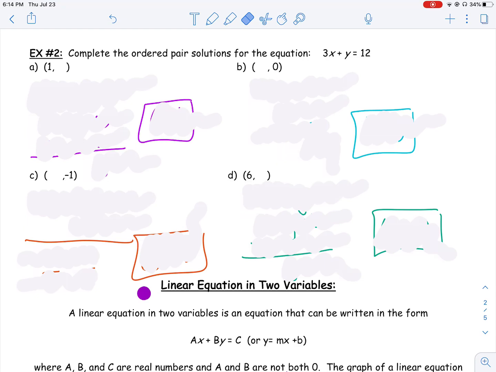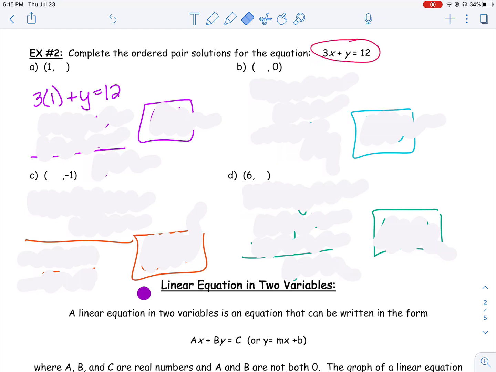If you look at A, it looks like I have the point 1, and we want to figure out what that missing piece is. Well, this is really saying that the x-coordinate is 1 and we want to figure out what the y-coordinate is. We should be able to take the equation, substitute in a 1 for x, and then solve it and figure out what y equals. Then I would have the full, complete ordered pair that works in that equation.